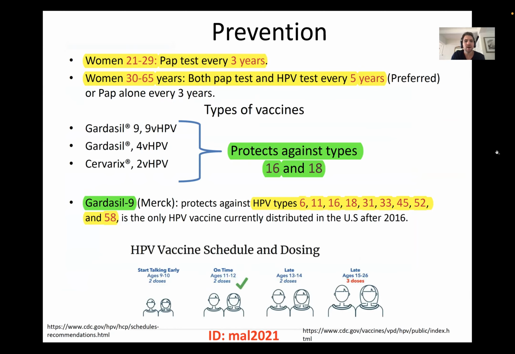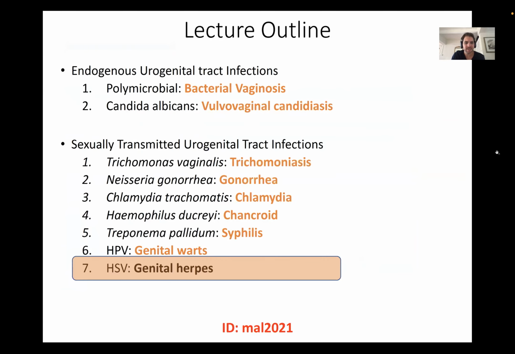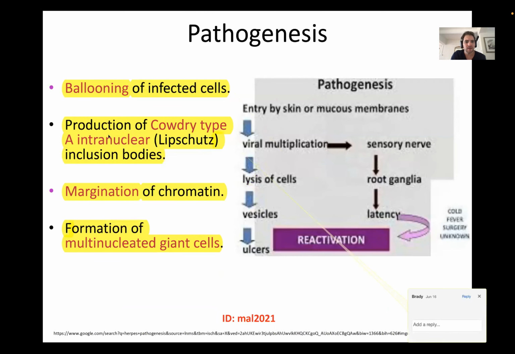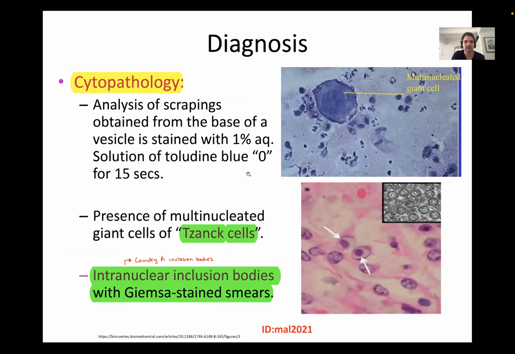All right. Lastly, herpes, genital herpes. Remember, these are painful, okay, versus syphilis, which is painless. So you can see here, blisters form. It's a non-enveloped linear double-stranded DNA virus. So that class 1 can lead to itching. One of the buzzwords, this is specific for herpes, these Cowdry type A inclusion bodies can form multinucleate giant cells.